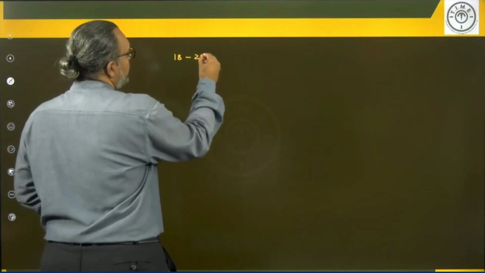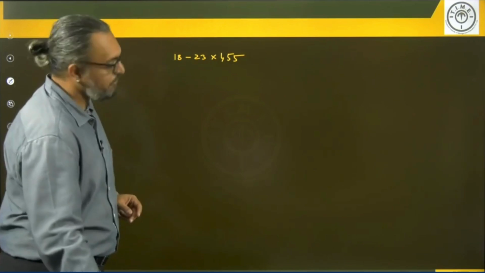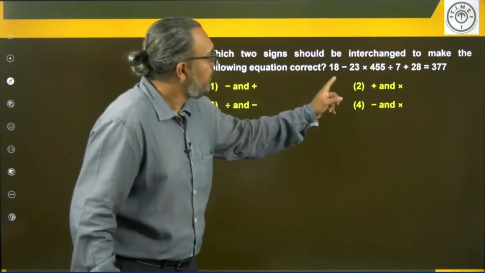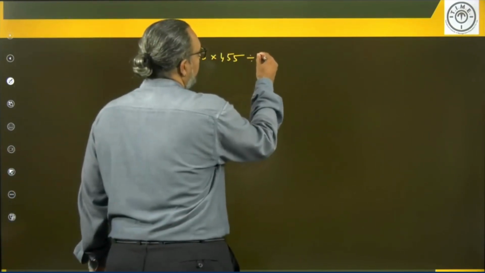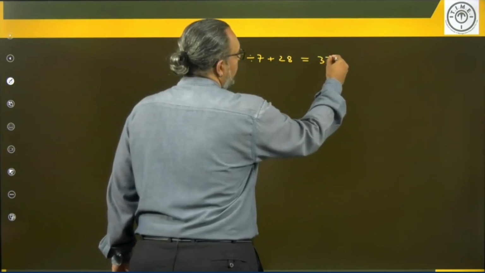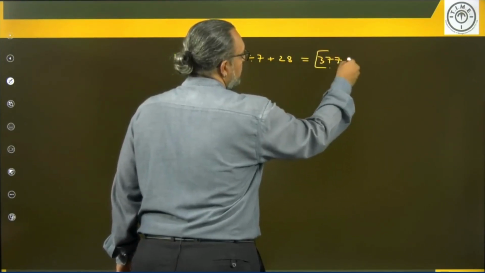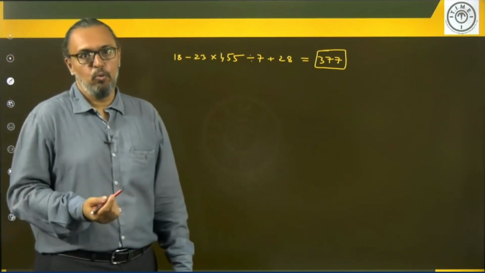18 minus 23 into 455, divide by 7 plus 28 equals, I need the value of 377. So which two signs? Based on the options, we have to go one by one.